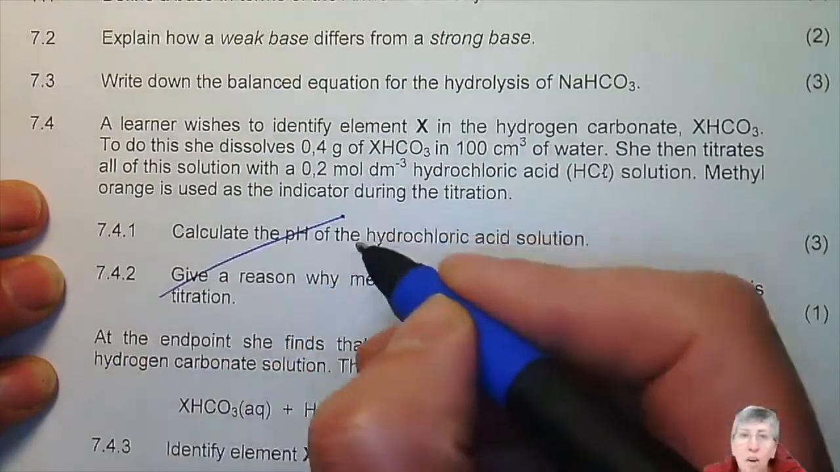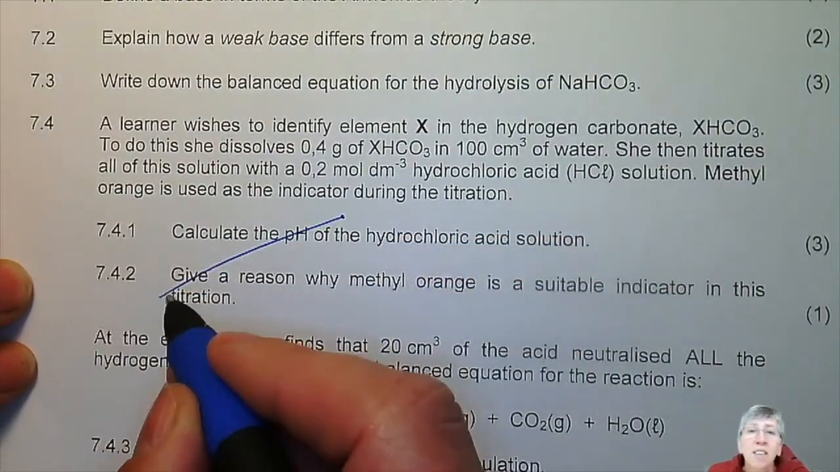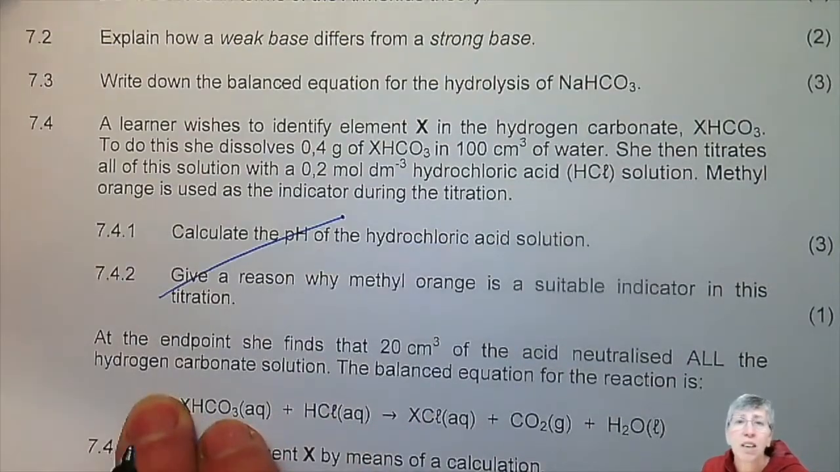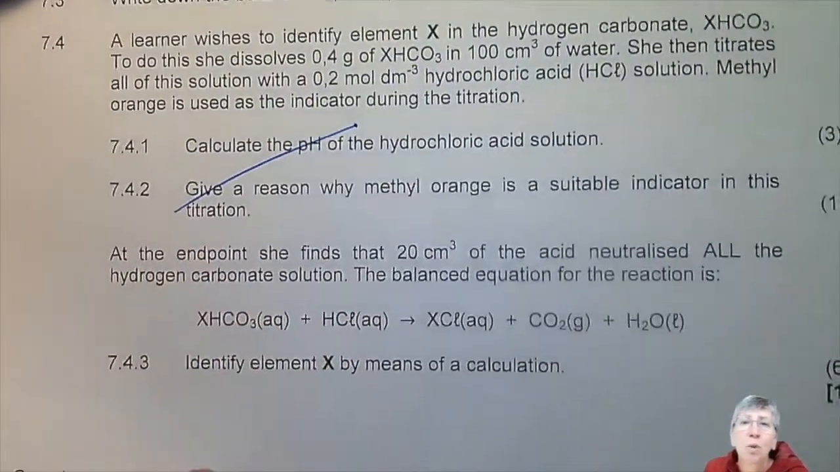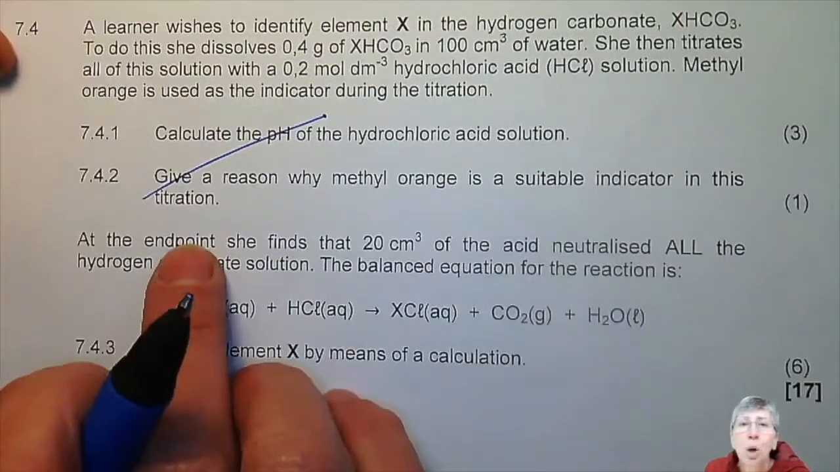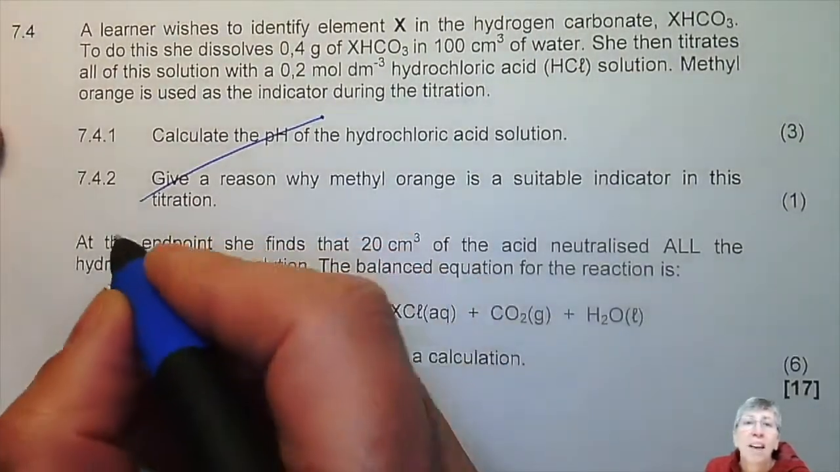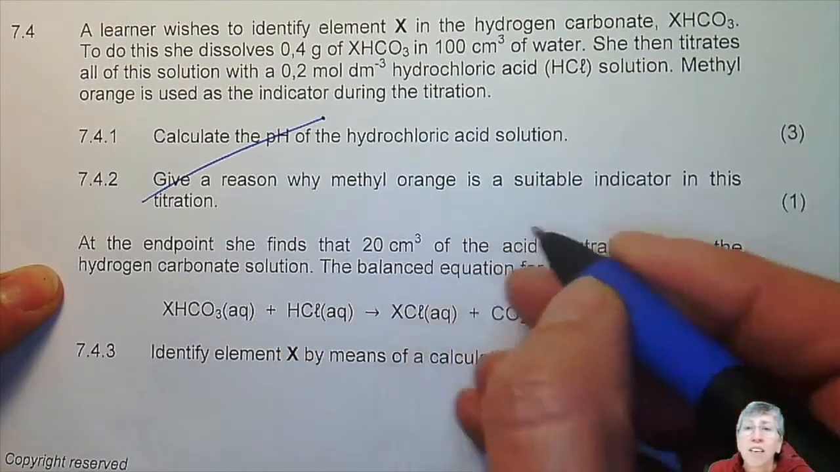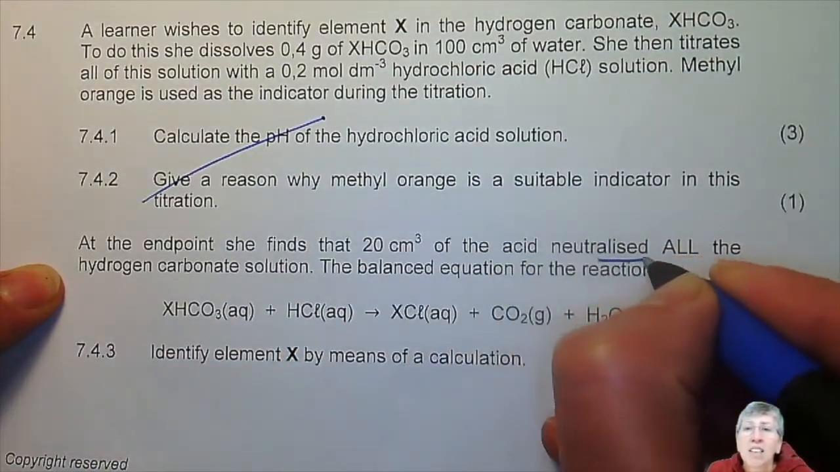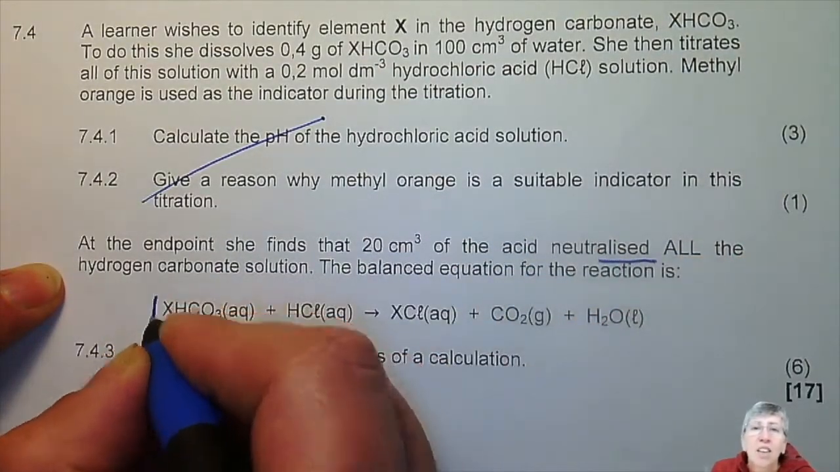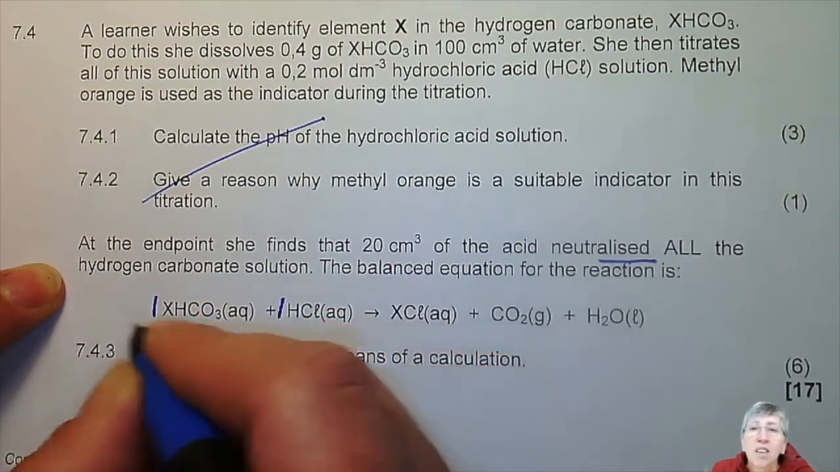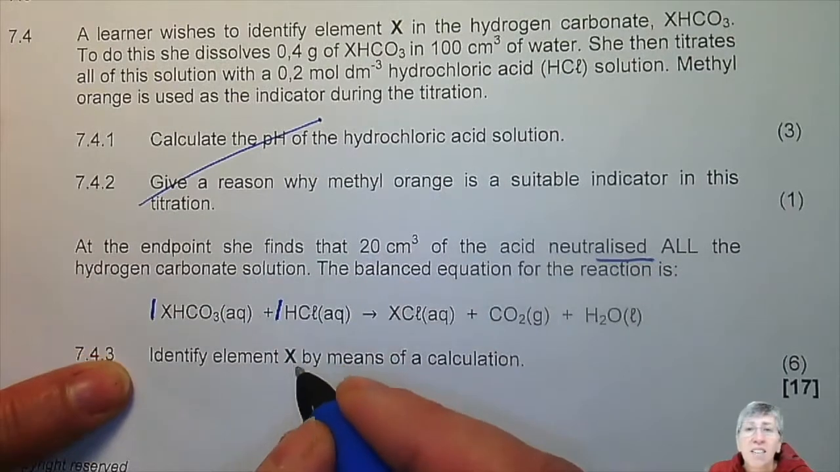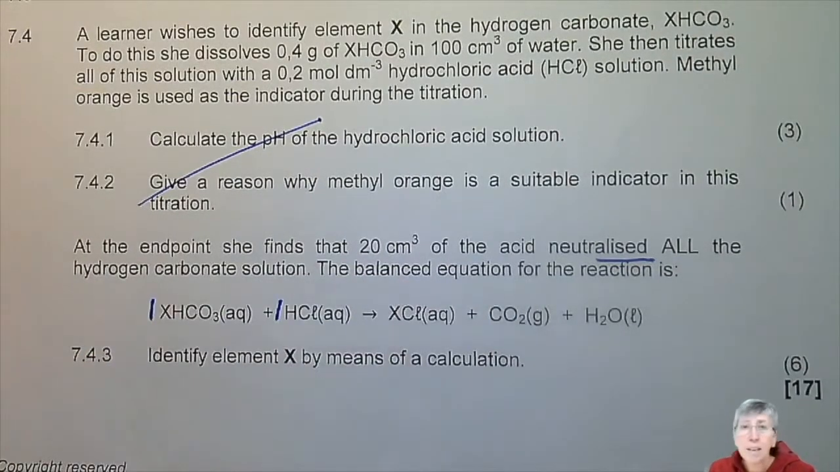Right, we are not going to look at 7.4.1 and 7.4.2, basic acid things that we did in the previous topic. We are going to move on and do the mole calculation. Now they tell you at the end point she finds the 20 cubic centimeters of the acid neutralized. What does that tell you? In the right ratio. All the hydrogen carbonate, the balanced equation is this, and then identify element X.